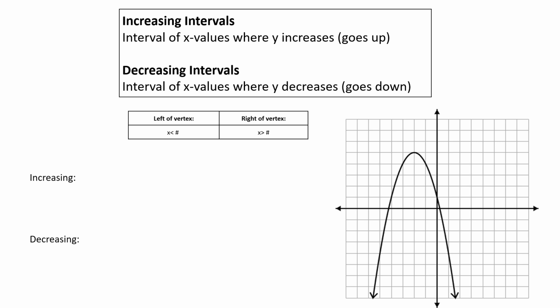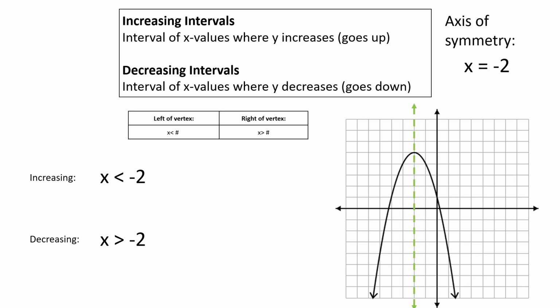So let's go ahead and try this one. So once again, you're going to read the graph from left to right. So if I'm getting on my roller coaster, I'm going to be getting on the left side. My axis of symmetry is that vertical line that cuts the parabola in half. So it's going to be x equals negative 2. If I'm getting on my roller coaster here, I'm first going to be increasing and then decreasing. So I'm decreasing where x is greater than negative 2. And I'm going to be increasing where x is less than negative 2.